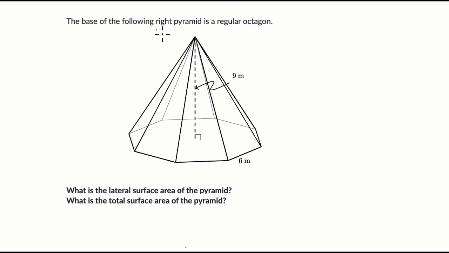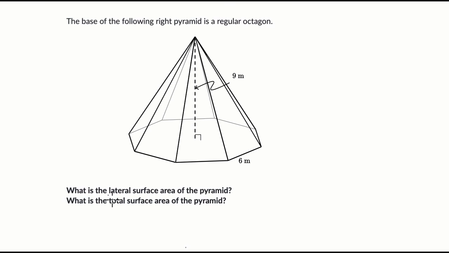We're told the base of the following right pyramid is a regular octagon, and we see that in the base right over here. They want us to figure out what is the lateral surface area of the pyramid and what is the total surface area of the pyramid. So why don't you go ahead, pause this video, have a go at that, and I'll warn you, it is a little bit hairy. All right, now let's do this together.